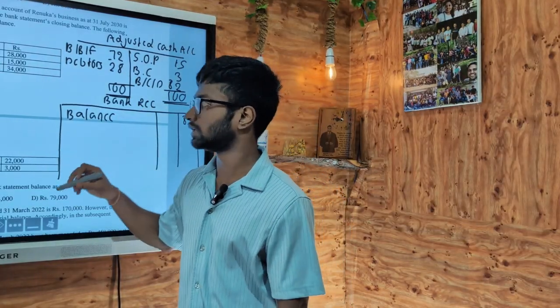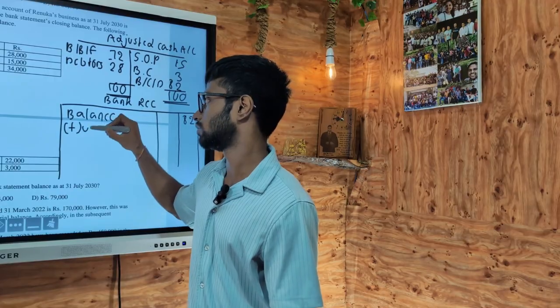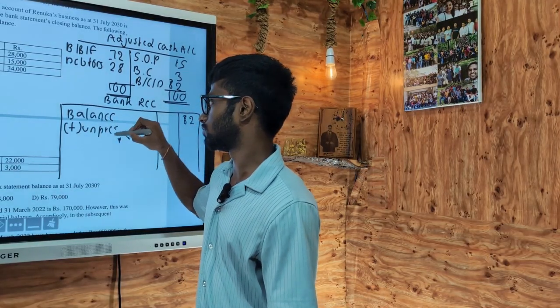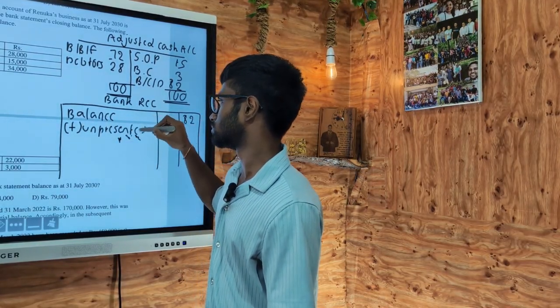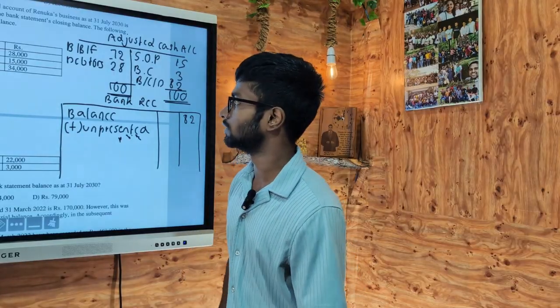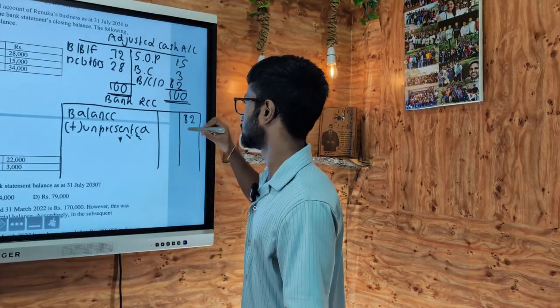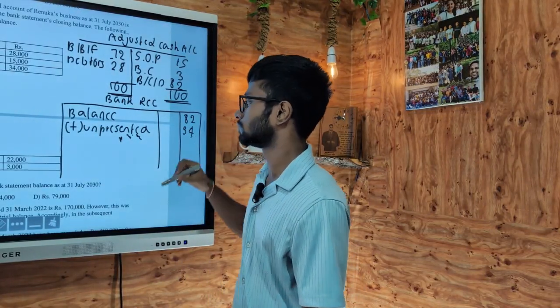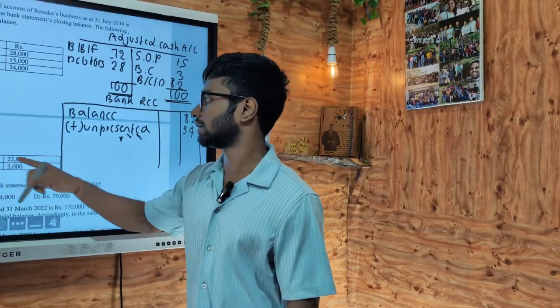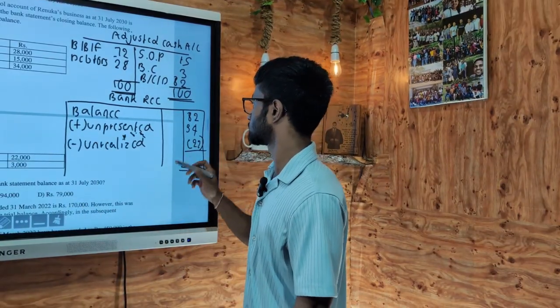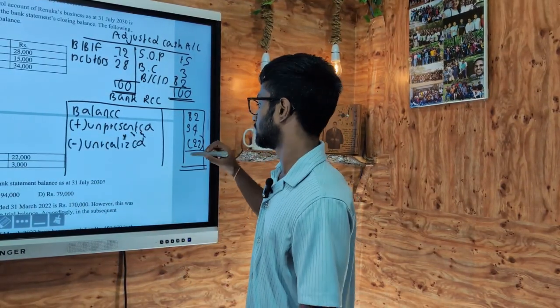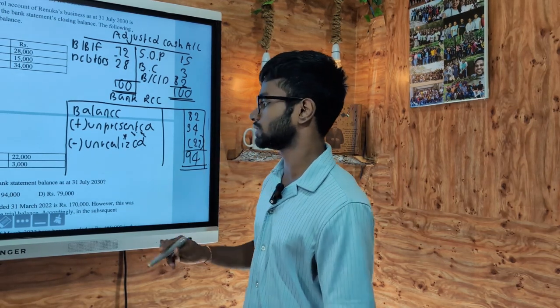So we learned you add your unpresented checks, which are 34,000, and you deduct your unrealized. When we do this adjustment, we get 94,000 as your answer.